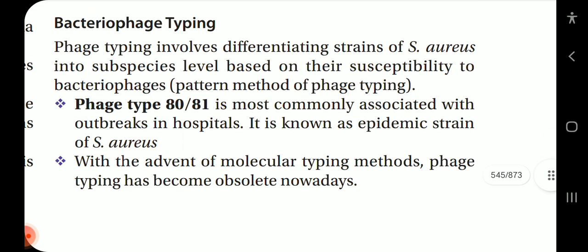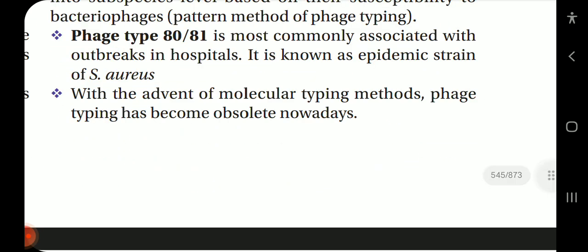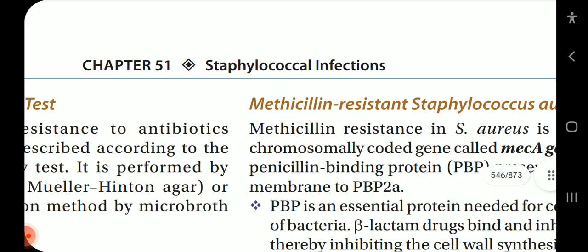Bacteriophage typing. Phage typing involves differentiating strains of Staph aureus into subspecies level based on their susceptibility to bacteriophages. Pattern method of phage typing. Phage type 80/81 is most commonly associated with outbreaks in hospitals. It is known as the epidemic strain of Staph aureus. With the advent of molecular typing methods, phage typing has become obsolete nowadays.